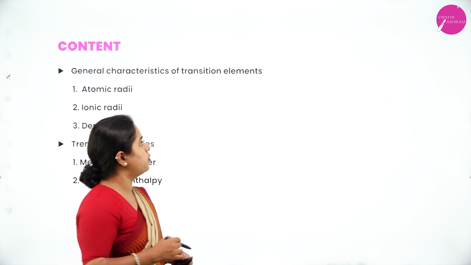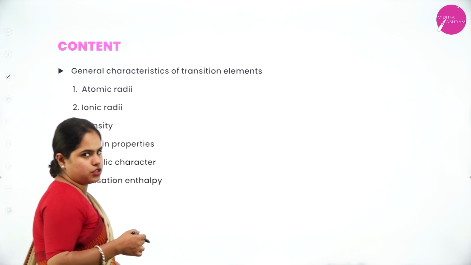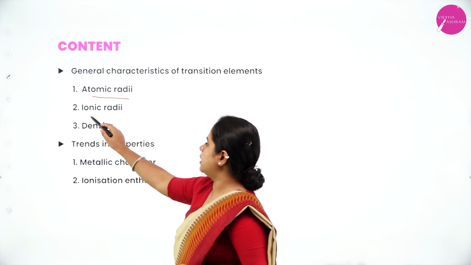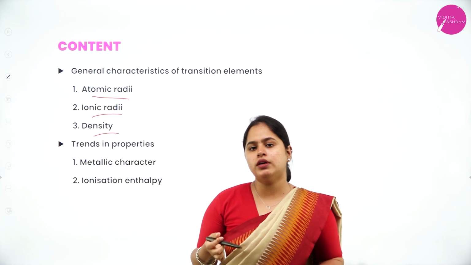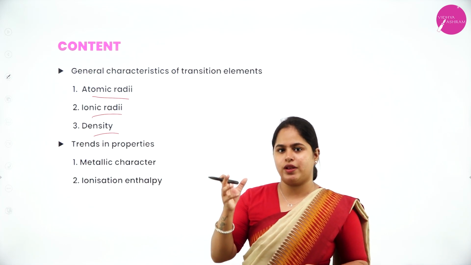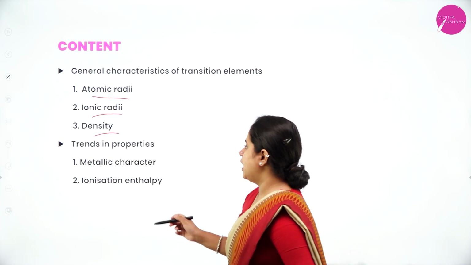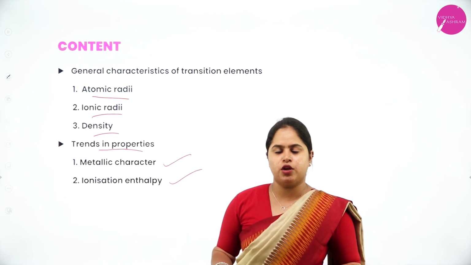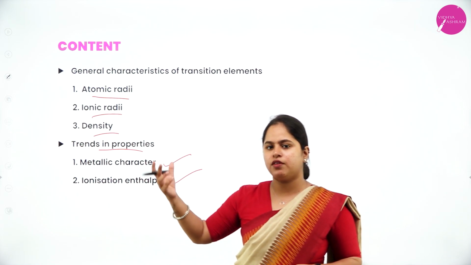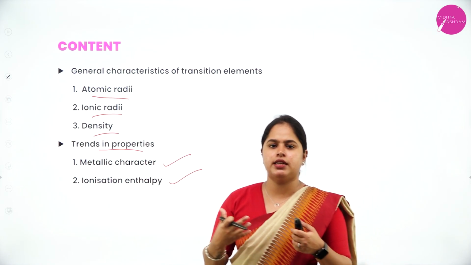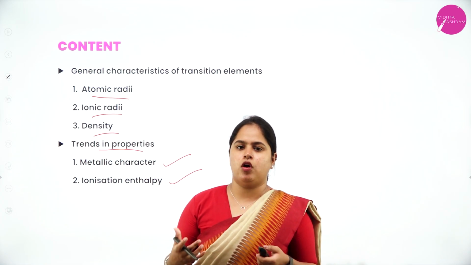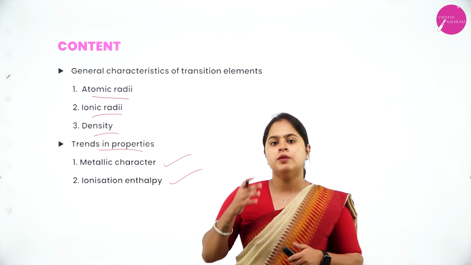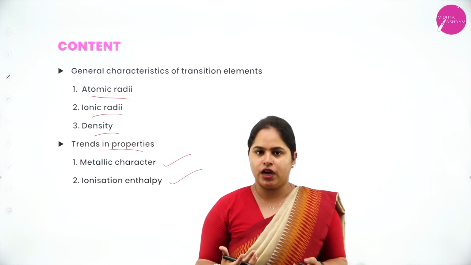So in today's session, we are going to study the general characteristics of transition elements. In detail, we are going to study atomic radii, ionic radii as well as density, and how they vary across a period as well as down the group. As well as the trends in physical properties, we are going to discuss metallic character and ionization enthalpy. You're already familiar with all these concepts, what is atomic radii, ionic radii, ionization enthalpy. So in d block elements, how it is going to vary across the period, group, and some extra features also we are going to study.